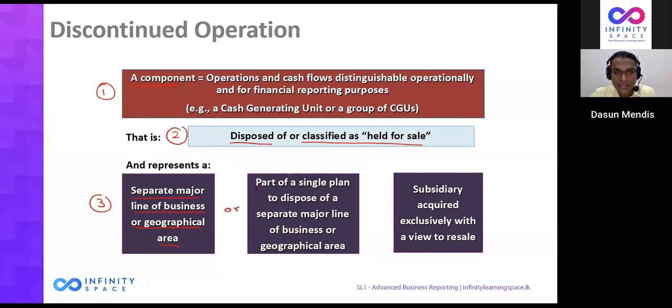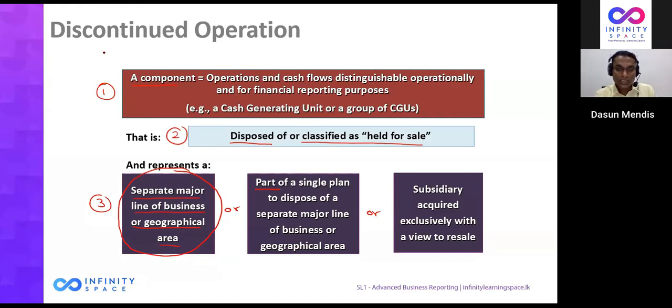Or it can be part of a single plan to dispose of a separate major line of business or a geographical area. That means you are disposing of a separate major line of business or a geographical area part by part. Or else it can be a subsidiary acquired exclusively with a view to resale. When it comes to this third point, satisfaction of one is enough, but what is relevant to this question is this part. Because if you dispose of power and energy, it is a separate major line of business, so it amounts to a discontinued operation.